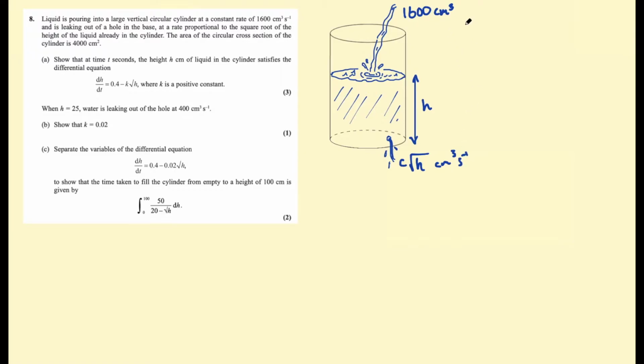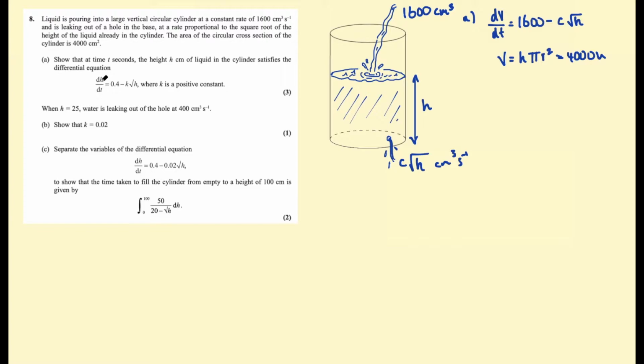So that means we can calculate the total change in volume with respect to time. That's the first thing I'm going to write down. dV/dt, considering both the input and the output, will be positive 1600, subtract the leak, so subtract c root h. Okay, so that's dV/dt. We can also write down an expression for volume. For a cylinder, it's the height multiplied by the cross section, so h pi r squared. We know the area of the circular cross section is 4,000, so this would be 4,000h.